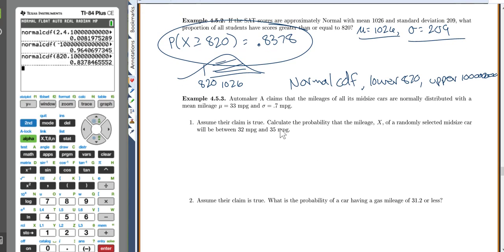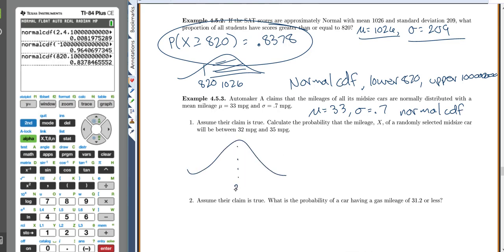Let's try another one. Automaker A claims that the mileages of all of its mid-sized cars are normally distributed with a mean of mu equals 33 and a standard deviation of 0.7. Assume their claim is true. Calculate the probability the mileage of a randomly selected car is between 32 and 35 miles per gallon. So first, write down for yourself, mu equals 33, sigma equals 0.7, and we're going to want to use a normal CDF function.